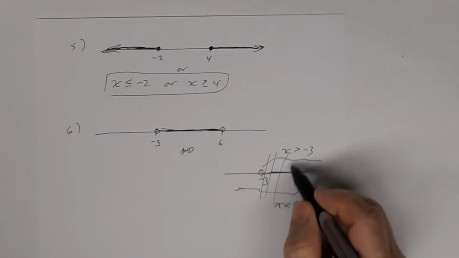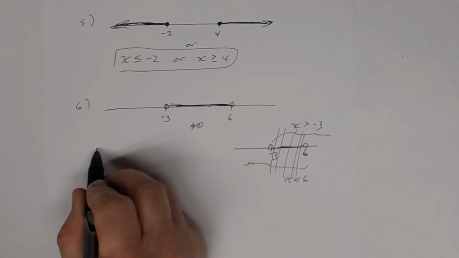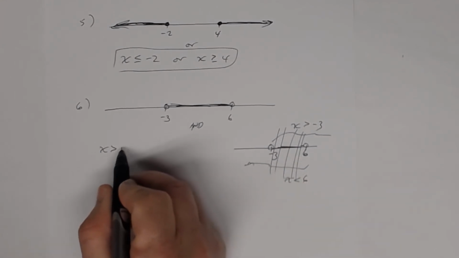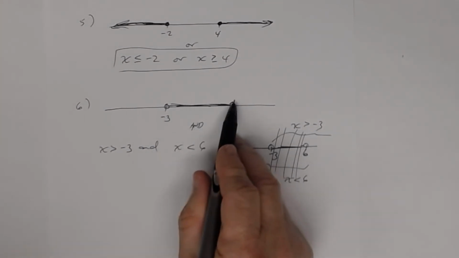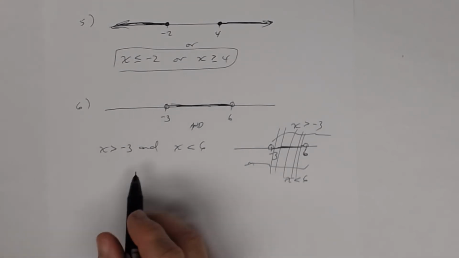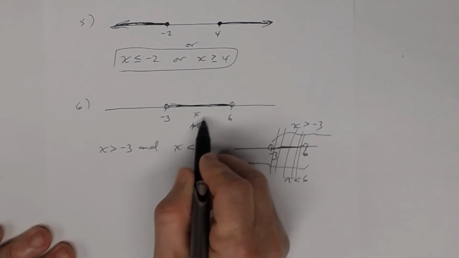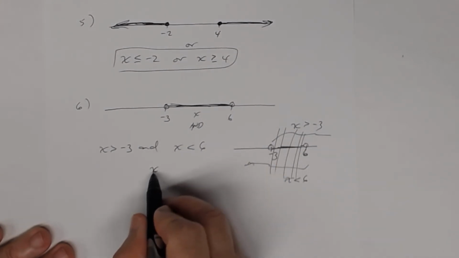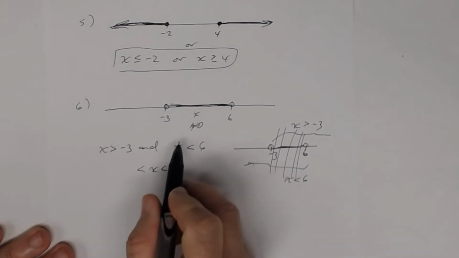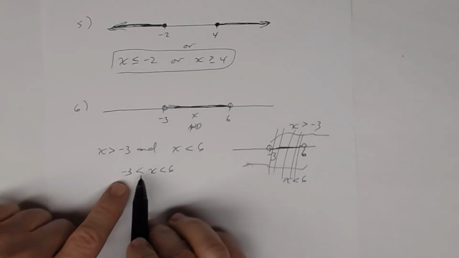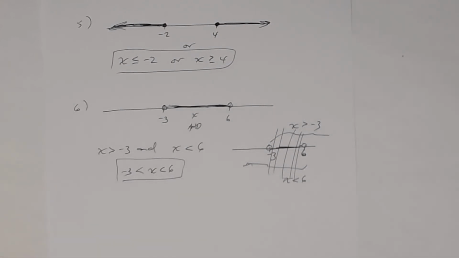And then you're looking for that intersection. So hence the word and, right? And so you'll say x is greater than -3. And at the same time, x has to be less than 6. So x is greater than -3 and at the same time less than 6. As that compound statement, the way they're going to ask you to write this is to put x in the middle. So -3 is less than x, and x is less than 6. All right, so that's the way they're going to want you to write this.